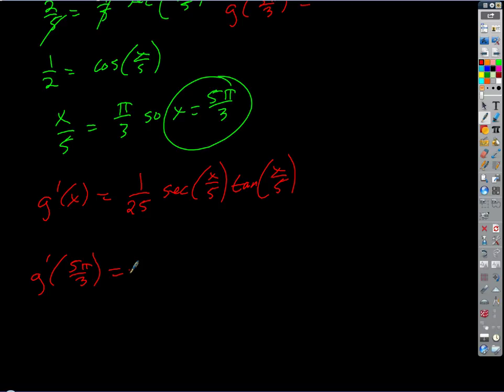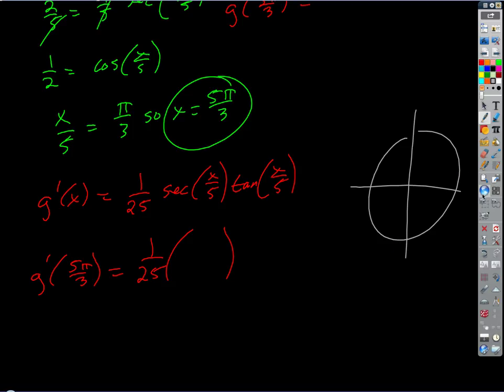And so g prime of 5/3 pi equals 1/25. 5/3 pi, think where that is on the unit circle. That's 2 pi minus 1/3 pi, so it's right there. So secant is the reciprocal of cosine, right? So what are the coordinates at that point? The x coordinate's positive 1/2, the y coordinate is negative square root of 3 over 2.